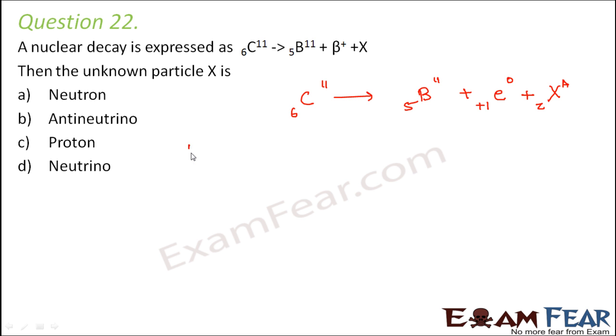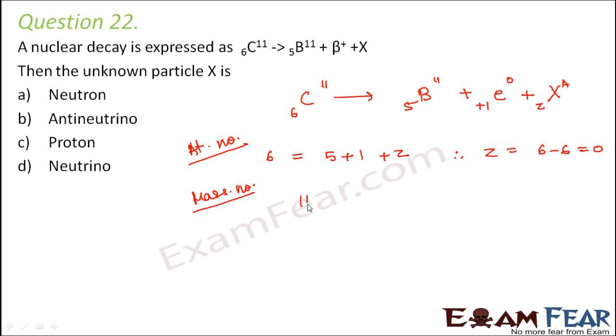By conservation of atomic number, we can say that 6 should be equal to 5 plus 1 plus Z. Therefore Z is equal to 6 minus 6, which is 0. So basically the atomic number would be 0. Now what about the mass number? Conservation of mass number states that 11 should be equal to 11 plus 0 plus A. Therefore A is also equal to 0. So basically X is a particle with no charge and no mass.